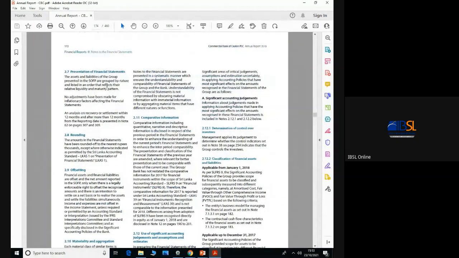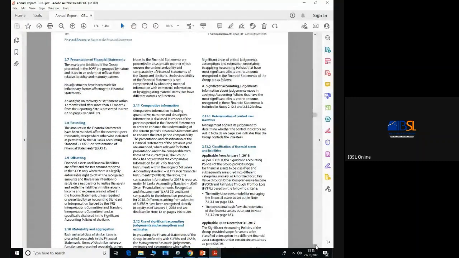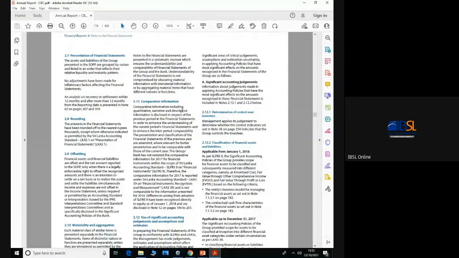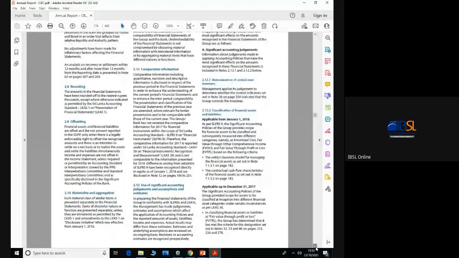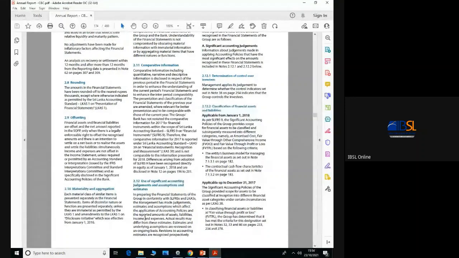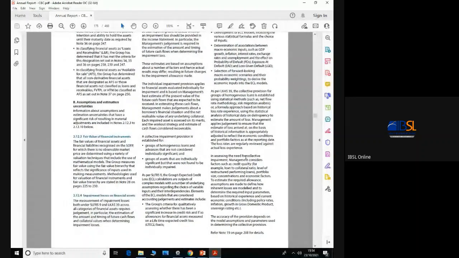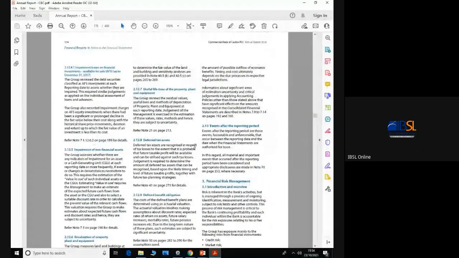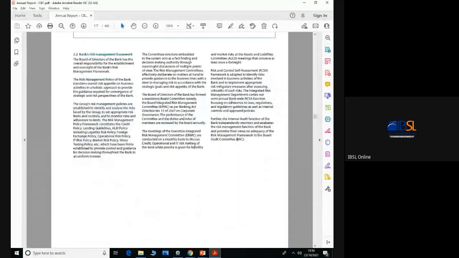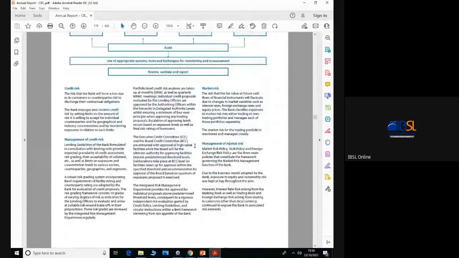Then you also go on to say what is the level of rounding, offset. Then we also talk about the materiality and aggregation, comparative information, how you have presented. And then they talk about the use of significant accounting judgments, assumptions, and estimates. I just want to show you all how they present the policies.